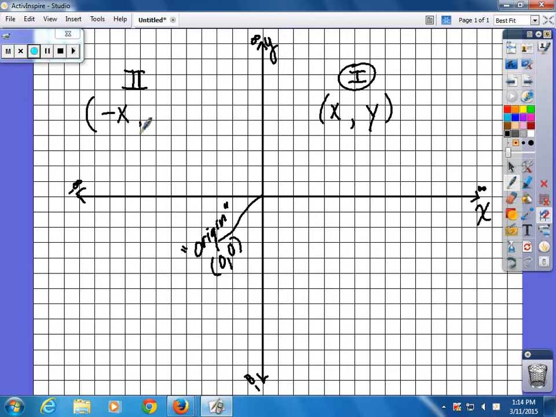Negative x and positive what? Y. Third quadrant. Negative and negative. Put a smiley face in there. And then the fourth quadrant is positive and negative. So that means that the x is positive here and the y is positive here. Negative x, positive y, negative x, negative y, and positive x, negative y.